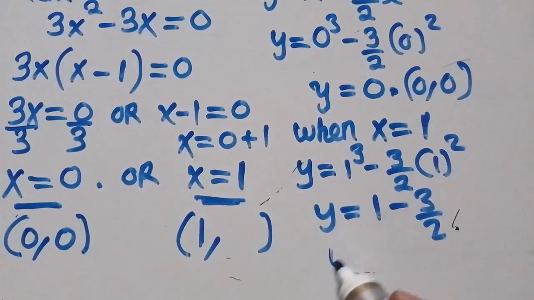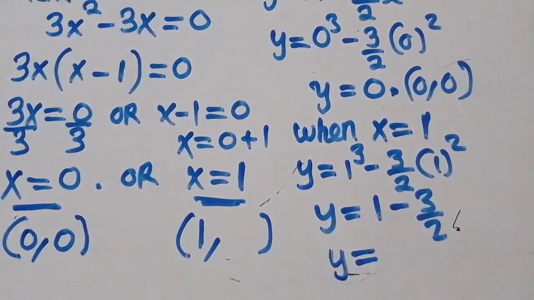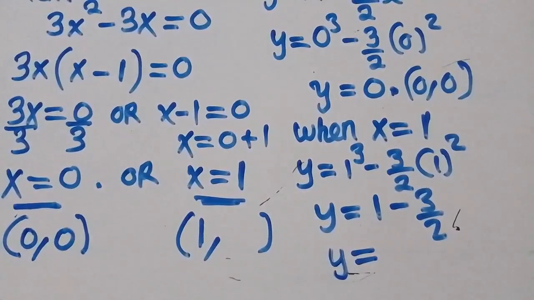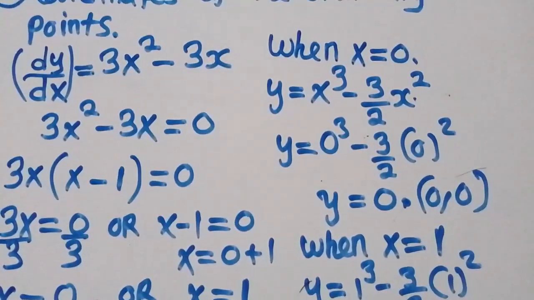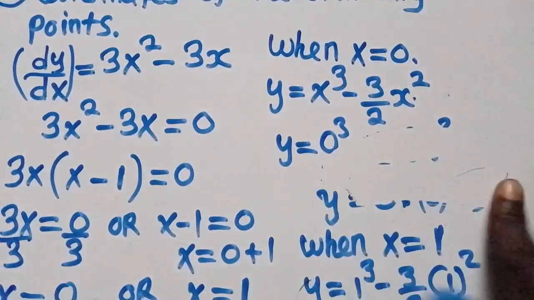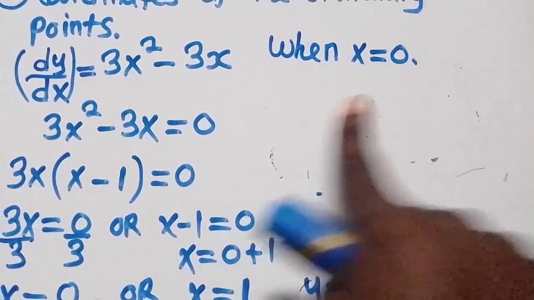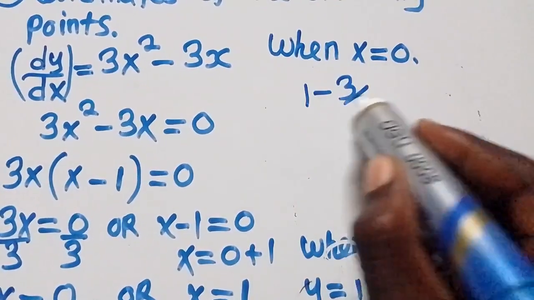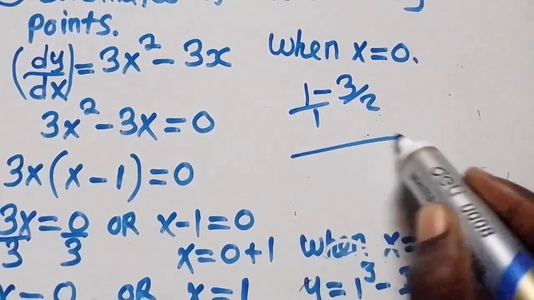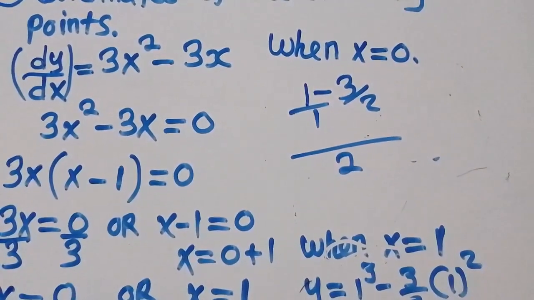So what is your answer now? What is 1 minus 3 over 2? You calculate that one on a separate paper. So how can we answer that one? We are saying 1 minus 3 over 2 over 1. The common denominator there is 2. This is what we need to do.